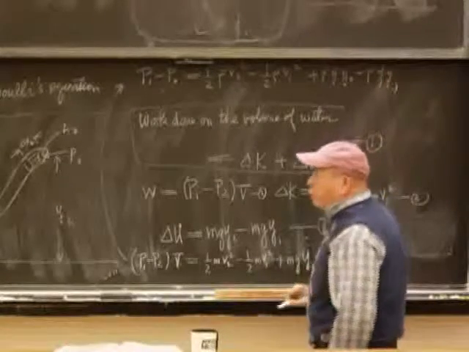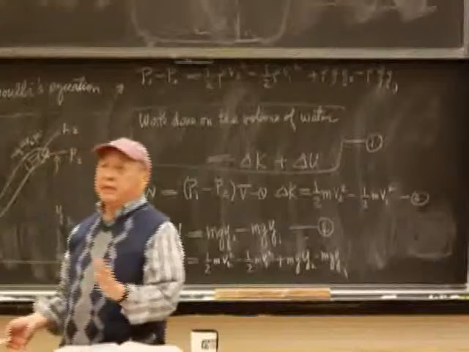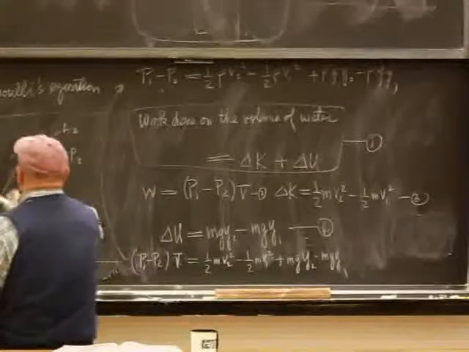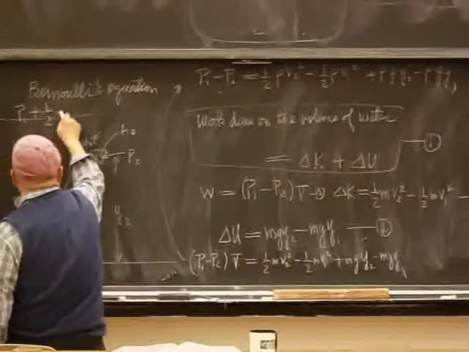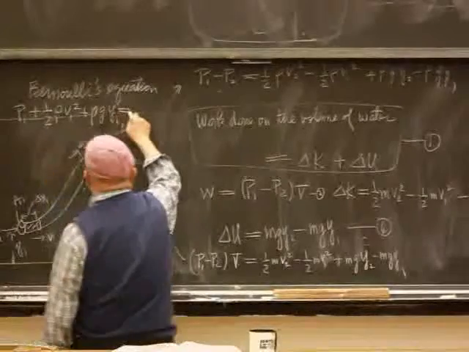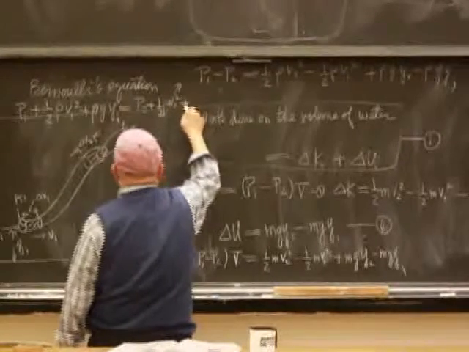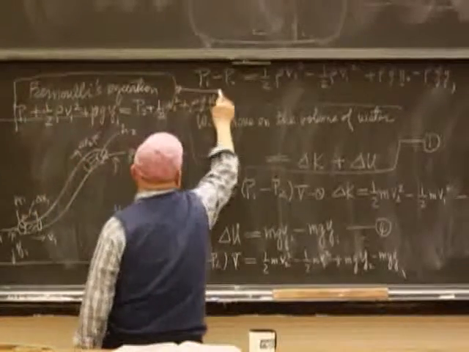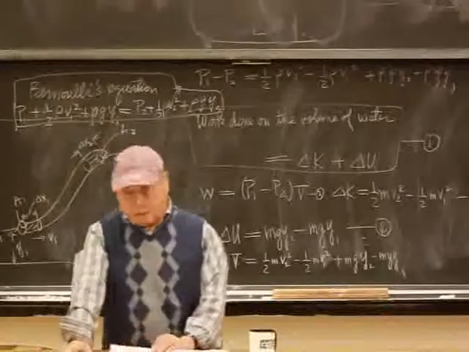By regrouping this, anything with the subscript 1 on one side of the equation, and anything with the subscript 2 on the other side, you get Bernoulli's equation: P1 plus 1/2 rho V1 squared plus rho g Y1 equals P2 plus 1/2 rho V2 squared plus rho g Y2. So this is Bernoulli's equation. Okay, so chapter 15 is done.